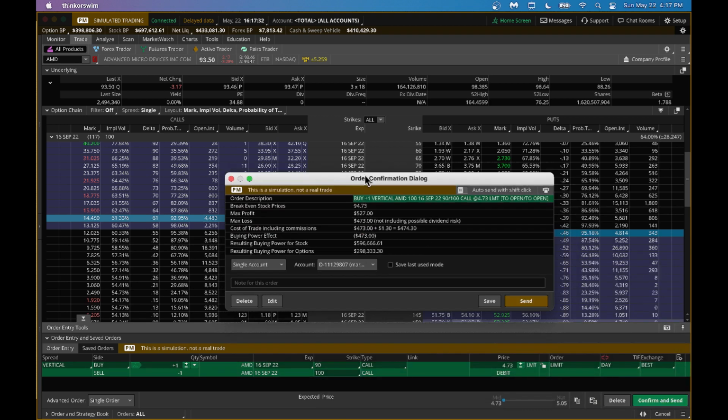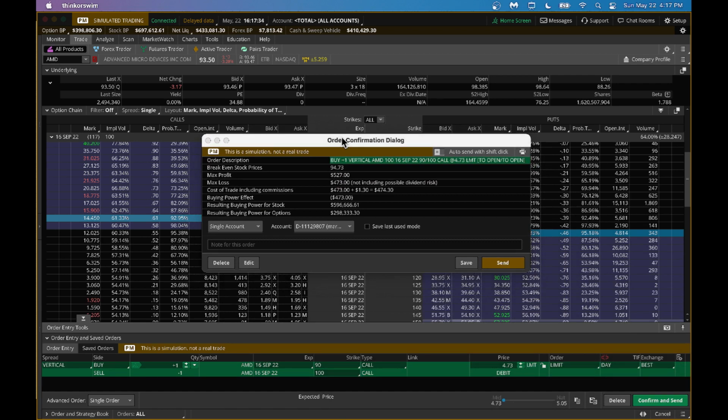Look what's going on here. We are buying this spread, and we are paying $473, as you can see here. That's our max loss. That's the money that we pay. But if the stock goes higher, we'll make $527. You'll more than double your money. And the break-even price is $94. Look, $94 is the break-even price. If the stock goes above $94, you break even.